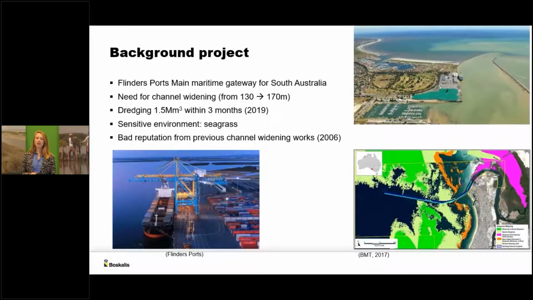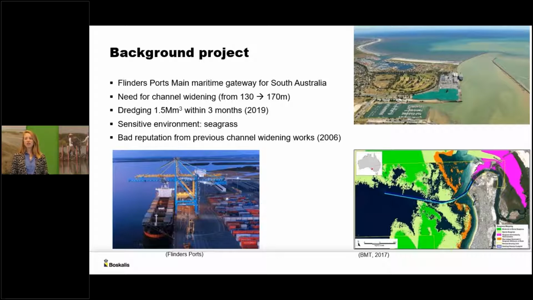So about the Adelaide project. Adelaide is located in South Australia, and Flinders Ports is the main maritime gateway for South Australia. Due to the emergence of the post-Panamax vessels, there was a need to widen the channel from about 130 to 170 meters, and with this, the dredging involved about 1.5 million cubic meters. This was all executed last year within a period of 3 months.